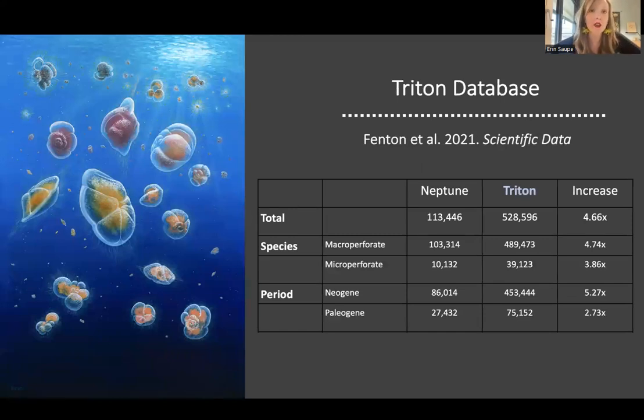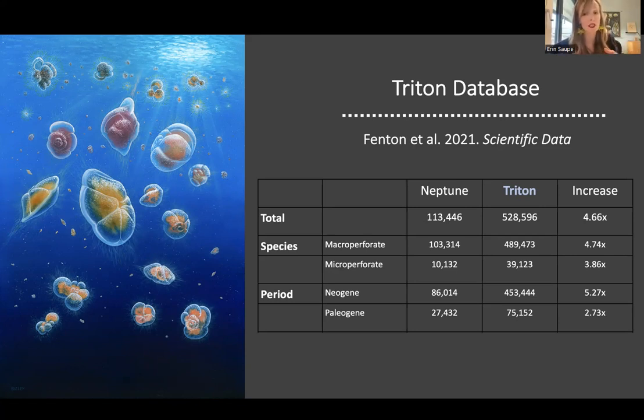Work in my lab has been focused on creating a new database for planktonic foraminifera called Triton. This is work led by Isabel Fenton, who is a former postdoc in my lab. What's great about Triton is that it's now the largest data set for any fossil clade to date, and it contains more than 500,000 records over the Cenozoic. This is about 3 times larger than the previous largest data set for planktonic foraminifera, which was Neptune.